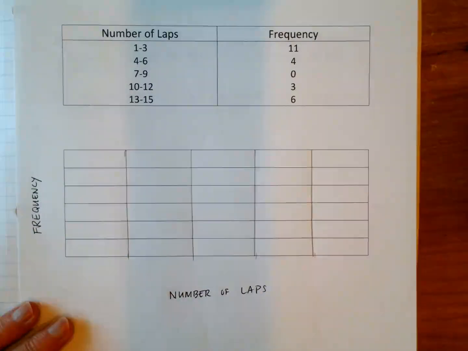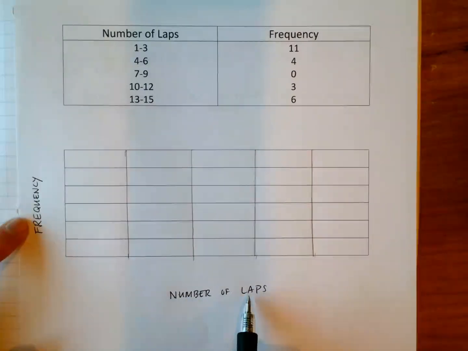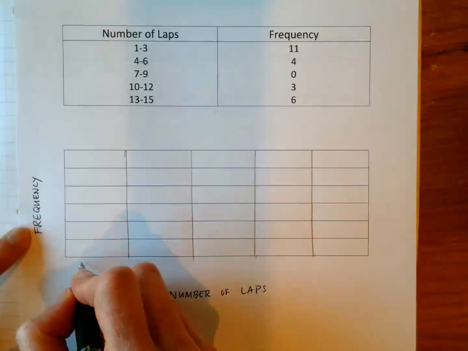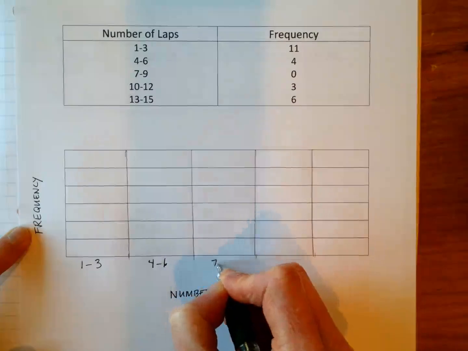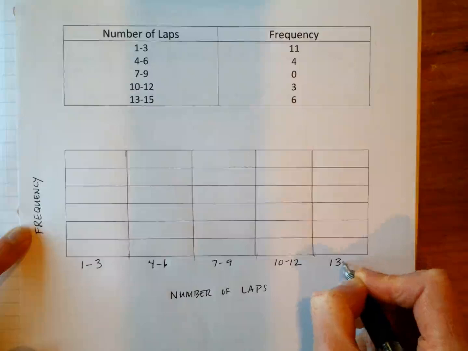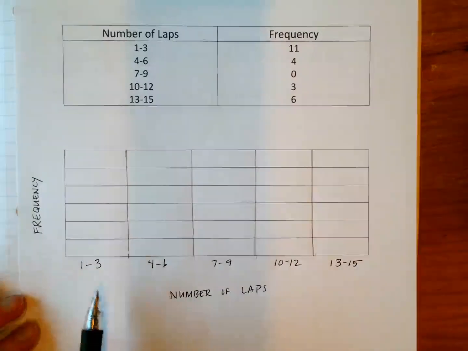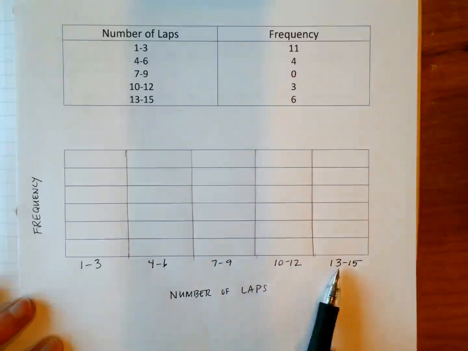I thought that would be too small on the graph, so I decided I'm going to go up in increments of 2. The first thing we had to do was label our x and y axes. Along this axis, I will put the range for the number of laps. So this bar will be 1 to 3, 4 to 6, 7 to 9, 10 to 12, 13 to 15.